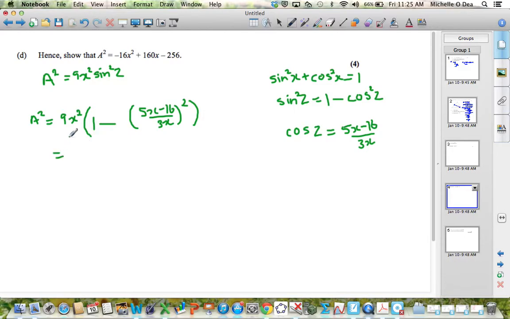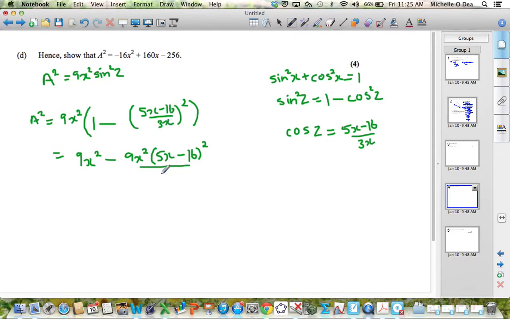Now it's a matter of, because it's a show question, just playing with the algebra. If I expand the very big outer brackets, I'm going to get 9x squared minus. Now here, I'm going to have 9x squared on the top, I might just leave that for a second. So I'll have (5x minus 16) all squared over, now remember, when you have a fraction inside and you're squaring it, you need to square the numerator and the denominator.